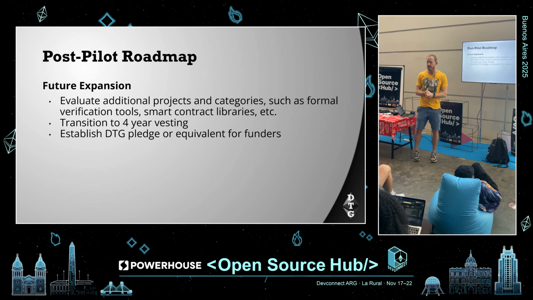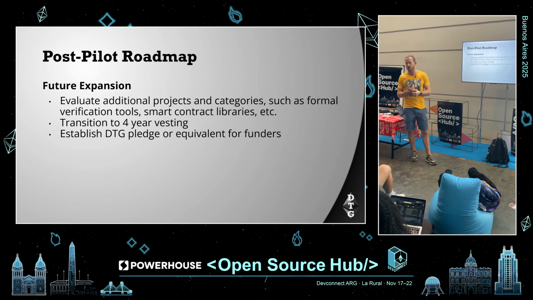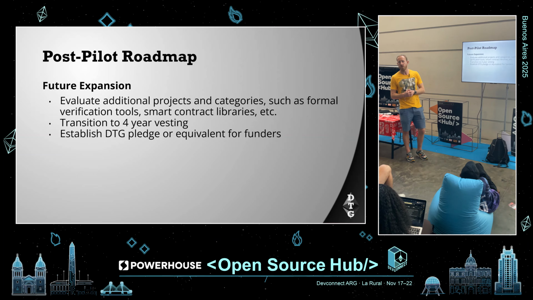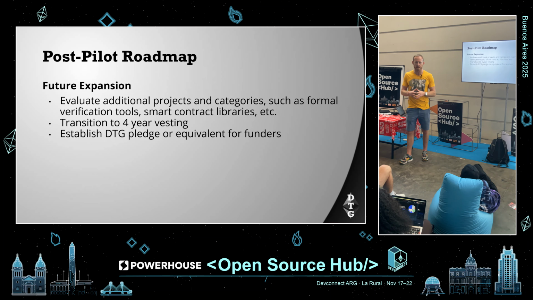So in terms of where we're planning to go post-pilot, we want to think about whether there are other project categories that we could support. Formal verification or some of the audit type tools could be a potential angle there. We also want to transition to a longer vesting period time horizon. So we're looking at 4 years, which is in line with what Protocol Guild have done. And then also think in terms of a pledge or similar to get projects behind the DevTools Guild. Protocol Guild has the 1% pledge, which is tokens pledging 1% of their allocation to Protocol Guild, so we're trying to think in terms of similar mechanisms for DevTools.